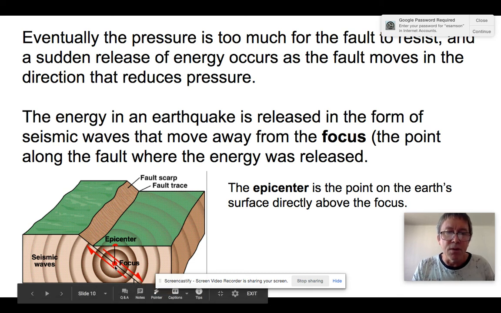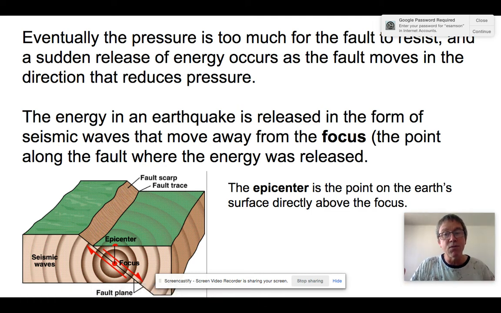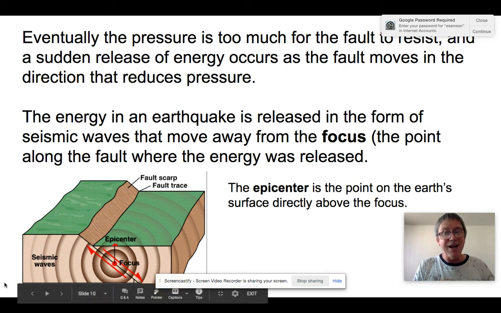So we release energy at one point, and then these waves carry that energy across the earth, and the earth just rings like a bell afterwards. These waves go back and forth across the earth, and we can register these waves with a device known as a seismograph. Now, you may have to know for the test the terms focus and epicenter.